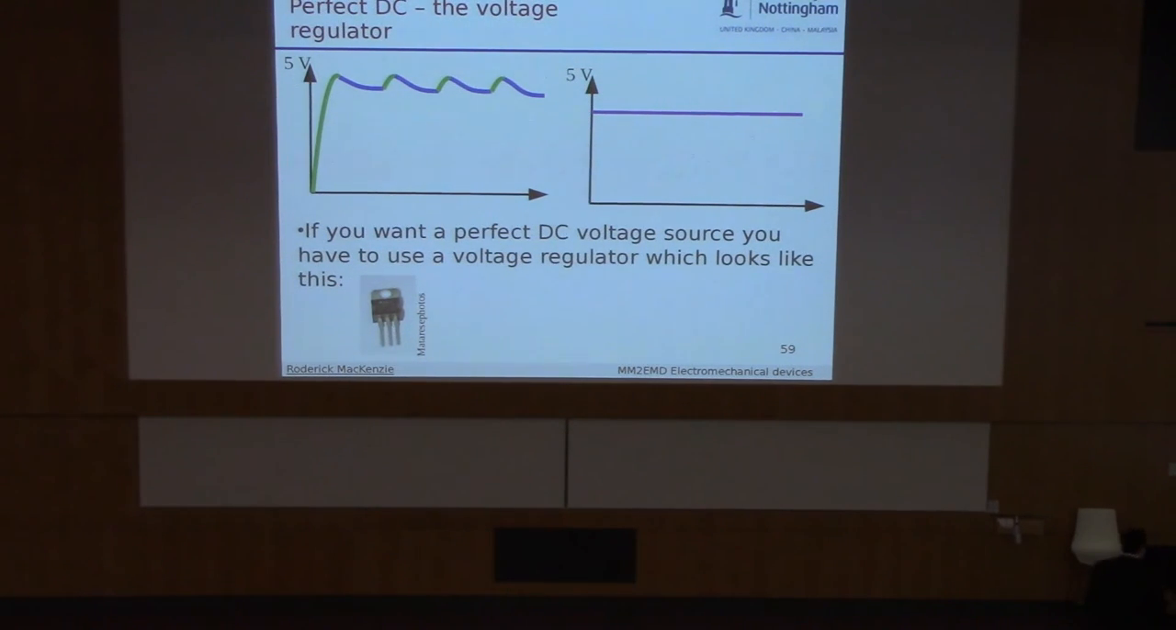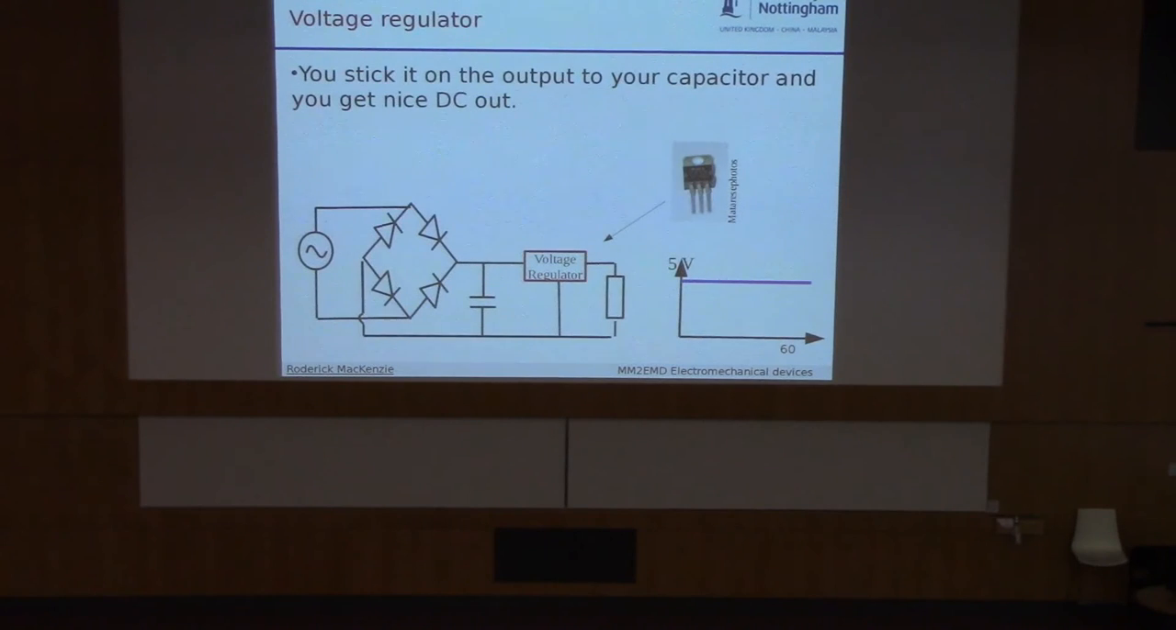So let's have a look at using voltage regulators. So this is how you use a voltage regulator. You literally just smack it in after the capacitor and before the load, and it literally just cleans up all your dirty DC. So if you want to make yourself a little power supply in your project or something, just get one of these. They cost like 20p. Smack it in after the capacitor, and you'll get absolutely wonderful DC to run anything you want. I'll show you how they work in a minute.